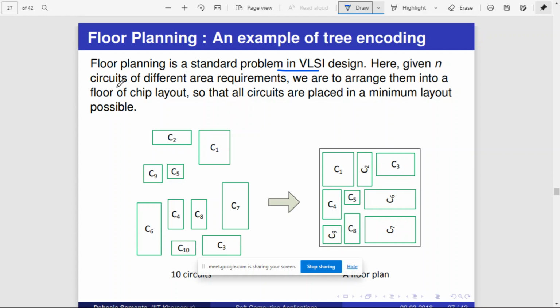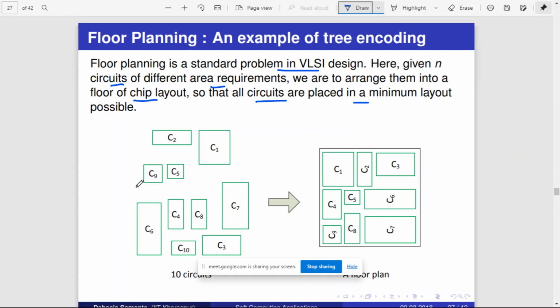Here you are given n circuits. All these are circuits, C1, C2, C3. Some 10 circuits were given, of different area requirements. We are given the circuits and also we are told how much area each of the circuits will be occupying. Okay, so we have to arrange them in a floor to form a chip layout so that all circuits are placed in a minimum layout.